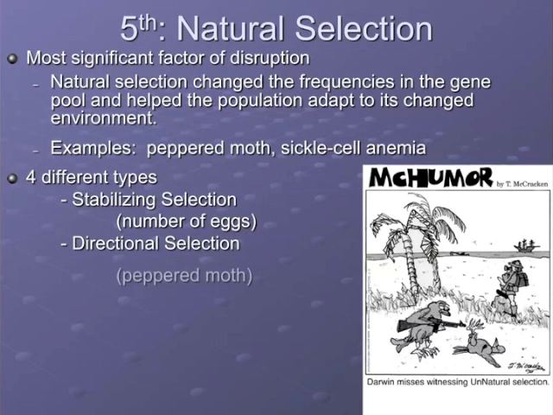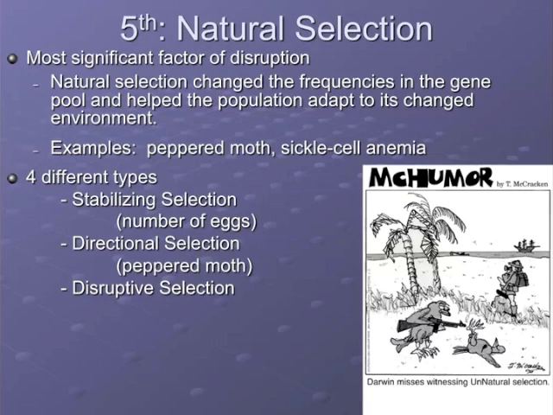Directional selection. That is when it goes from one extreme to the next. So for instance, a peppered moth went from the white peppered moth to a black peppered moth, so the extreme of white to the black.